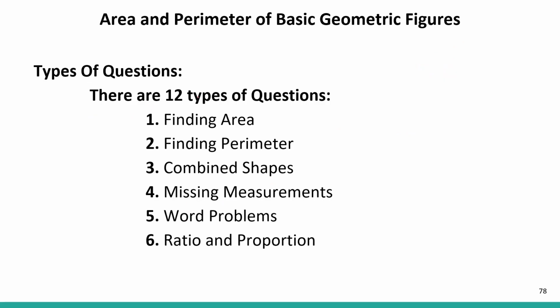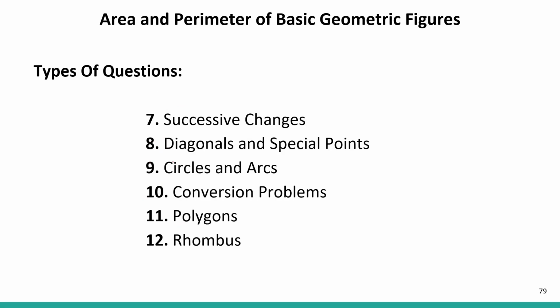Okay, so there are 12 types of questions usually asked from this chapter. The first is finding area, the second is finding perimeter, the third is combined shapes, then missing measurements, word problems, ratio and proportion, successive changes, diagonals and special points, circles and arcs, conversion problems, polygons, and rhombus. These are usually the questions asked in various competitive exams. So let's start to do some of these in detail.